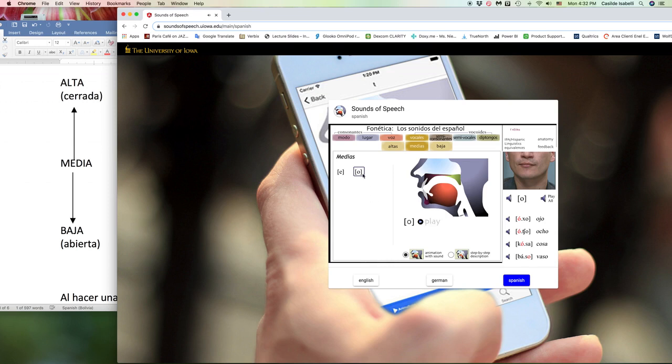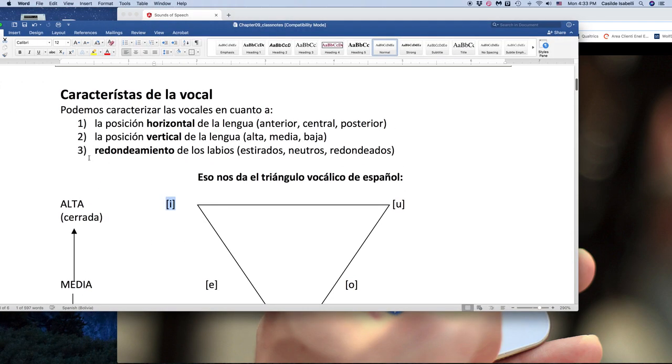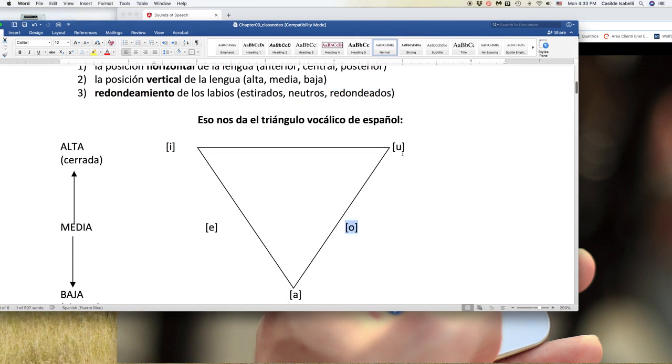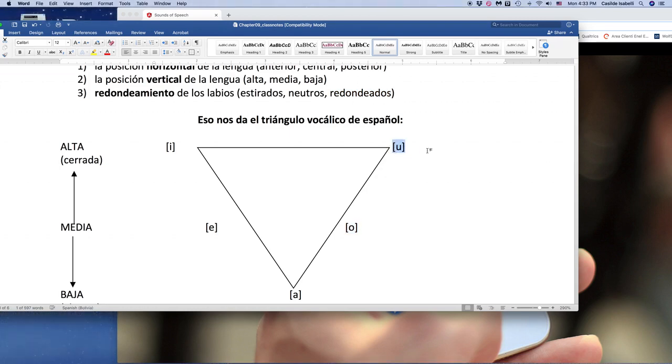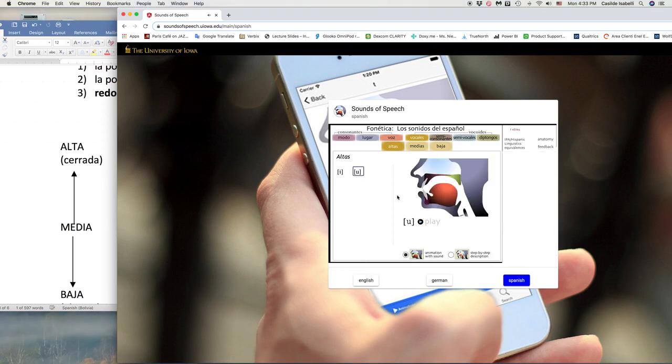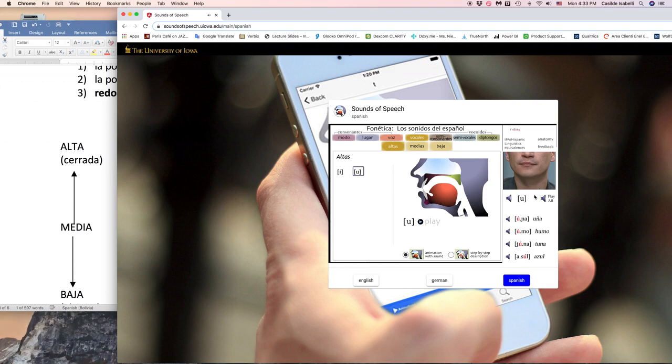Another thing to remember with this O, this is another vowel that, in order to be pronounced correctly, you really need to round your lips. Okay, and that's why I have here redondamiento de los labios. You really want to round them for the O and also the U. I didn't talk about that before, so let's go back to U. And you'll see his lips.